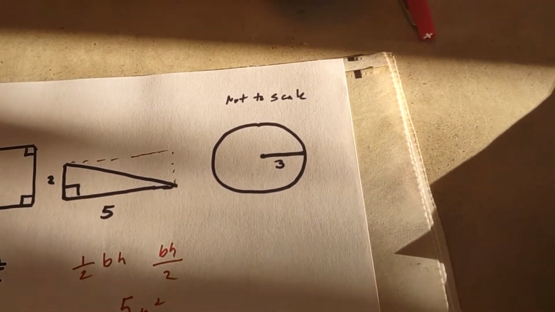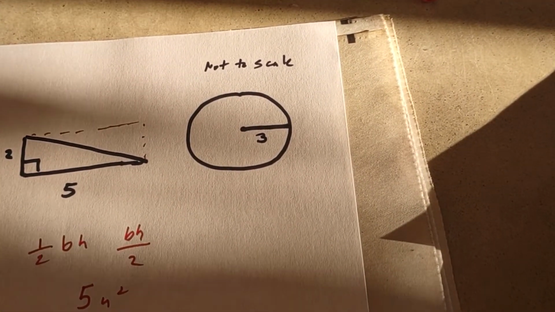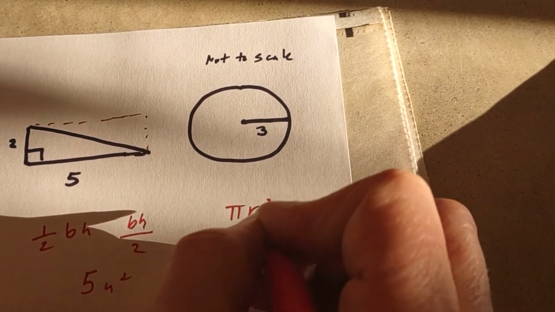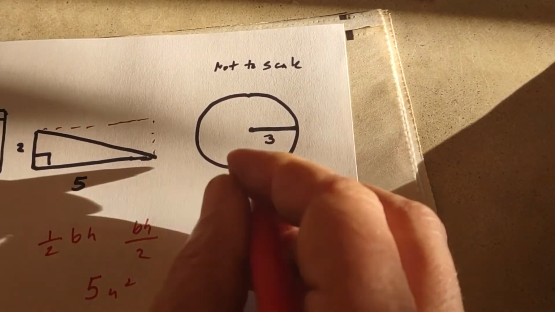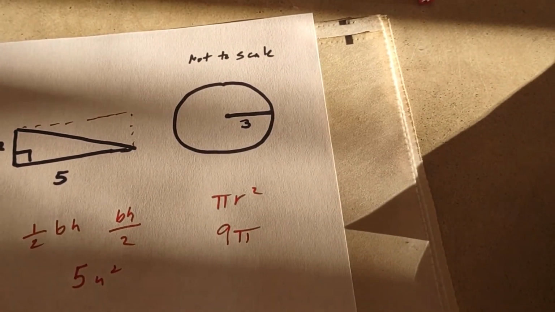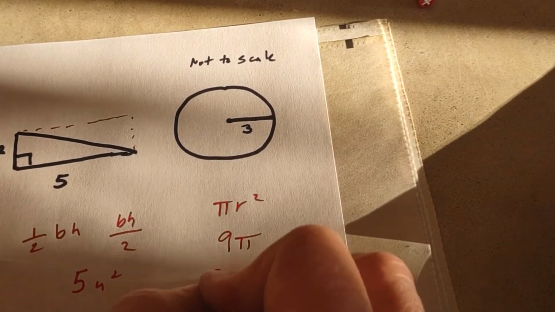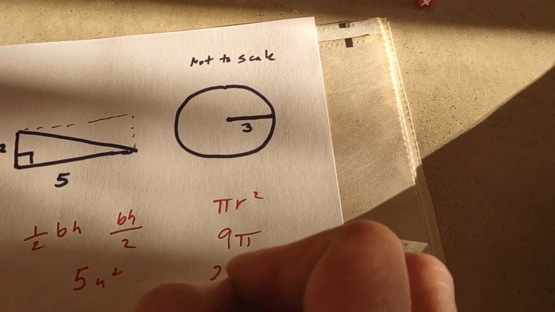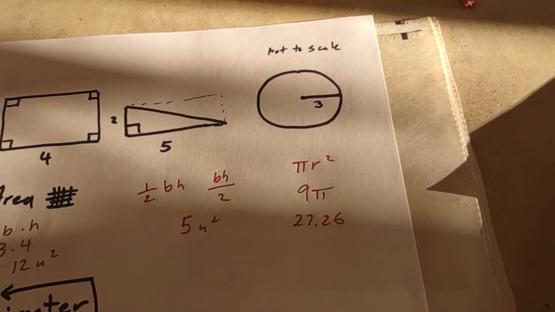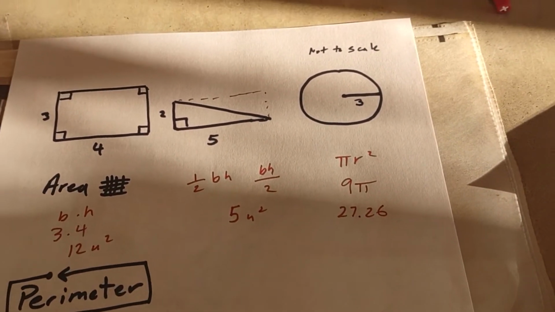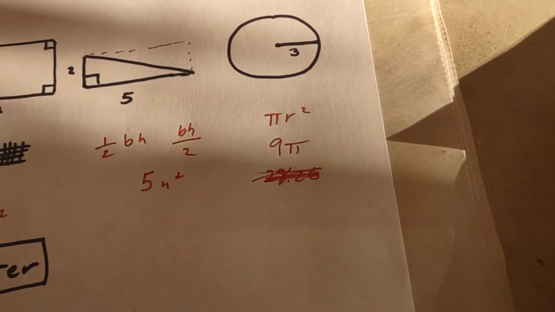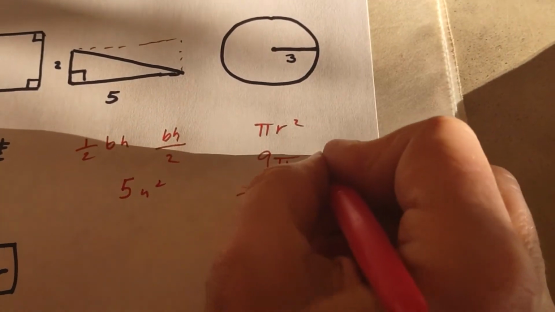And then finally for the circle, now that we remember our formula is pi r squared, or r squared pi, whatever you prefer. 3 times 3 is 9, so that's 9 pi, which is fine, but sometimes we'll plug in the 3.14, which I think is 27.26. I'm doing that from memory. I don't remember if that's wrong. No, that is wrong. It's 28.26. I used to have that memorized. Look it up. All right, and once again, we're still in units squared.